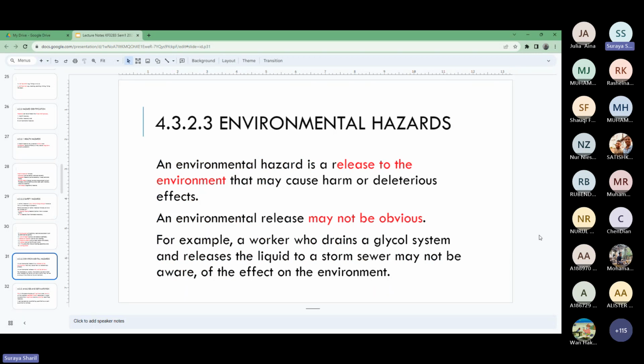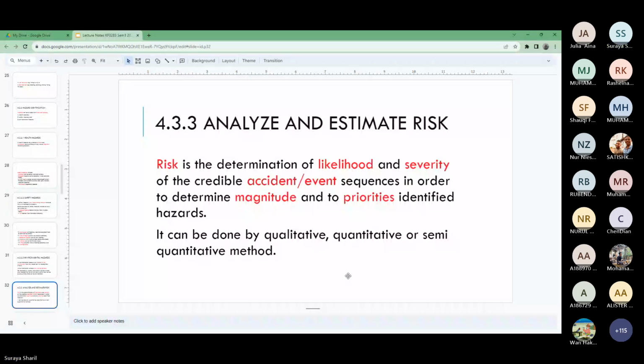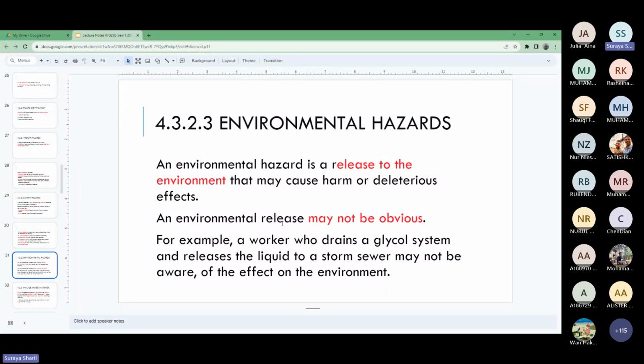Next is the environmental hazard. Environmental hazard is a release to the environment that may cause harm or deleterious effect. An environmental release may not be obvious. For example, a worker who drains a glycol system and releases the liquid to a storm sewer may not be aware of the effect on the environment. So this is something very important.